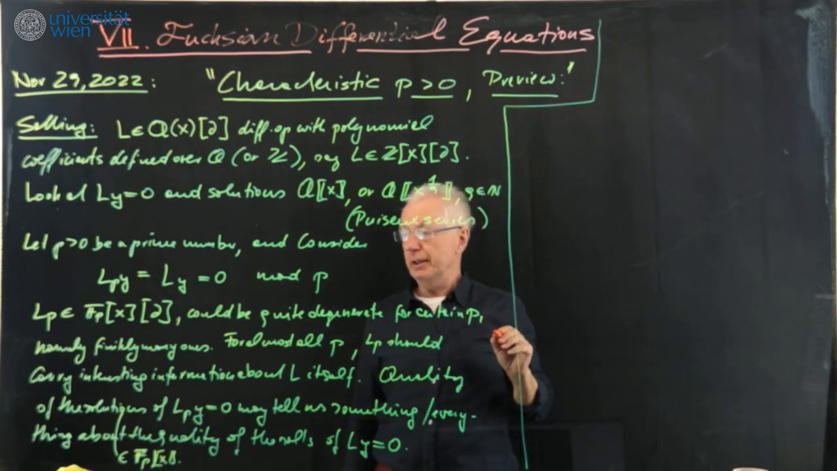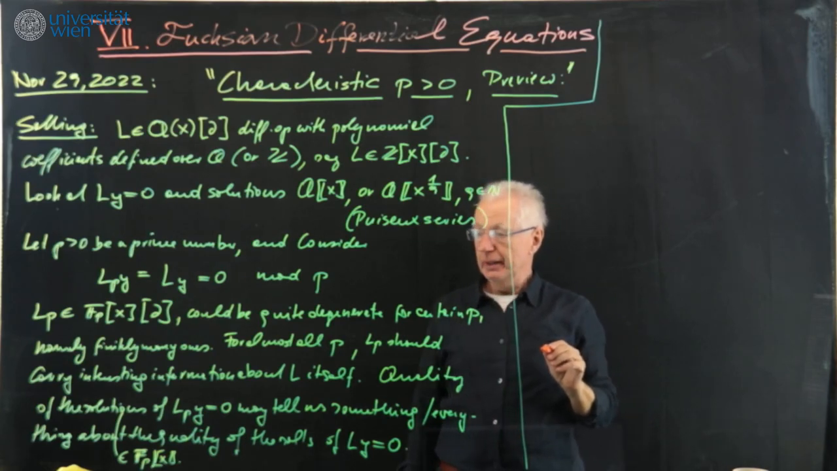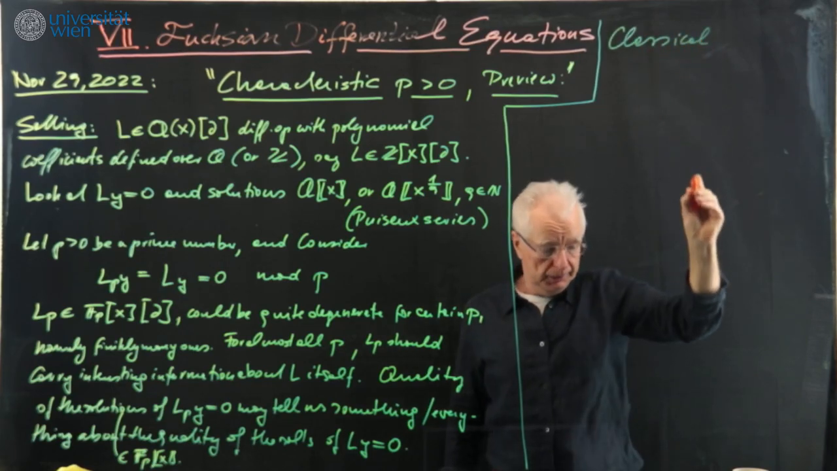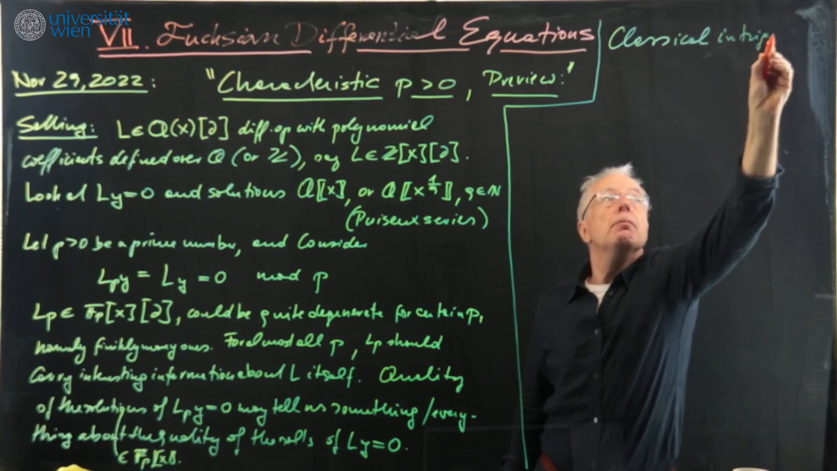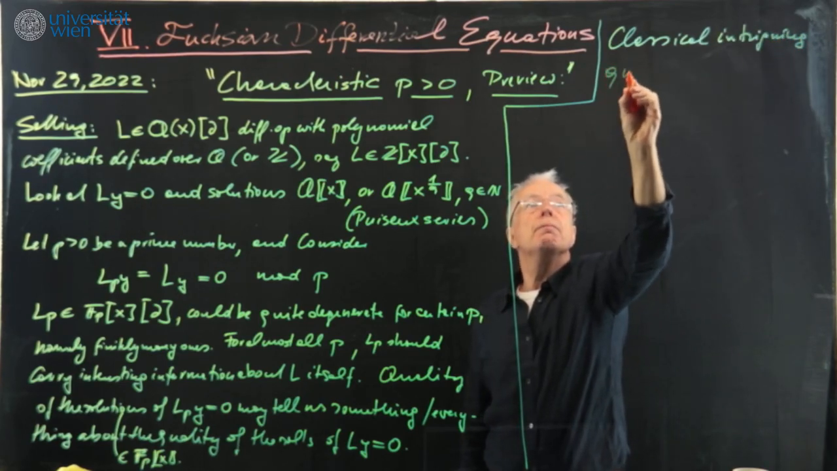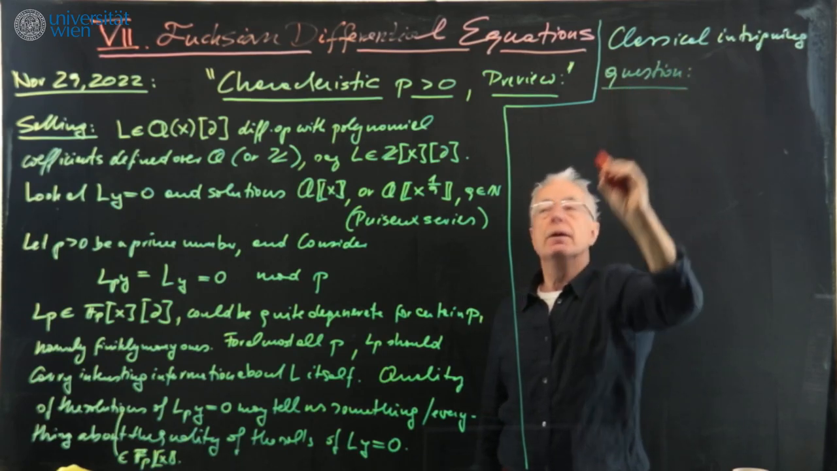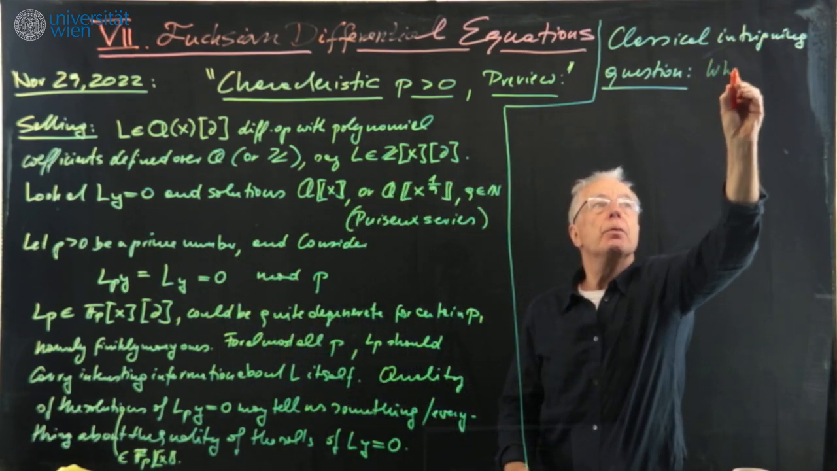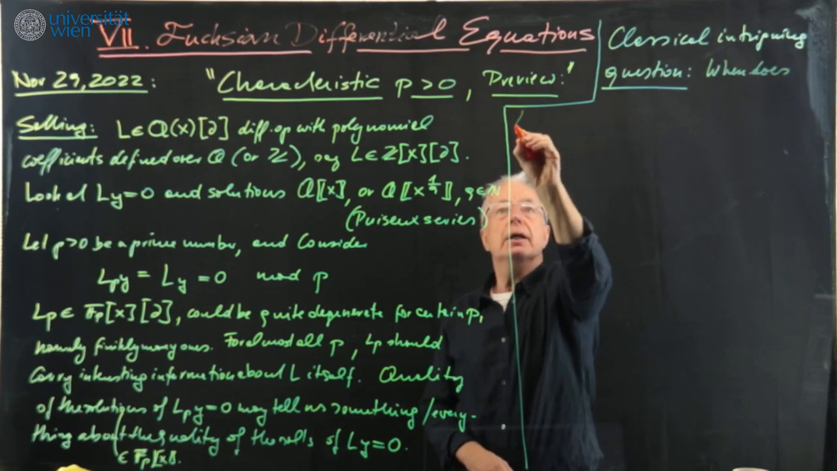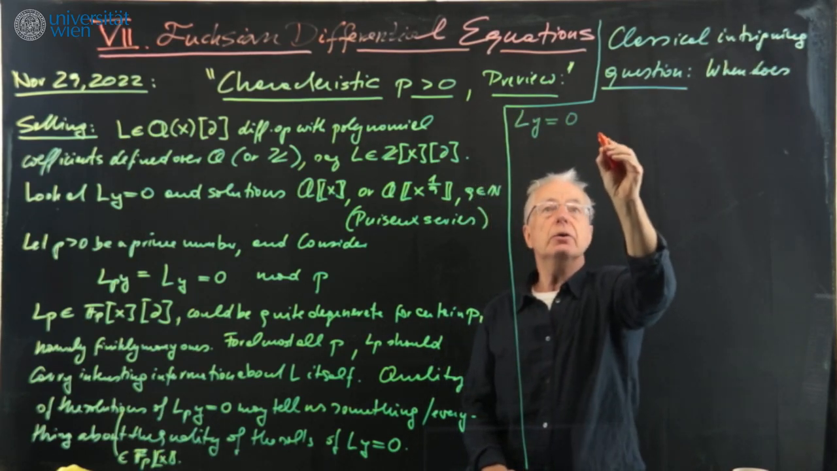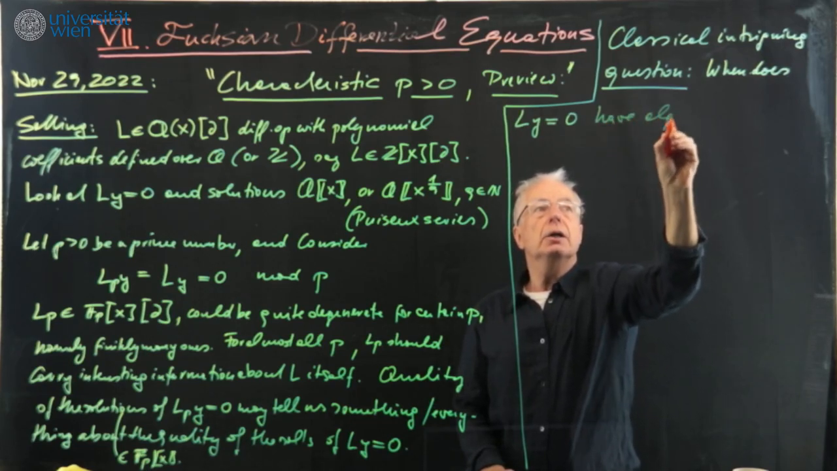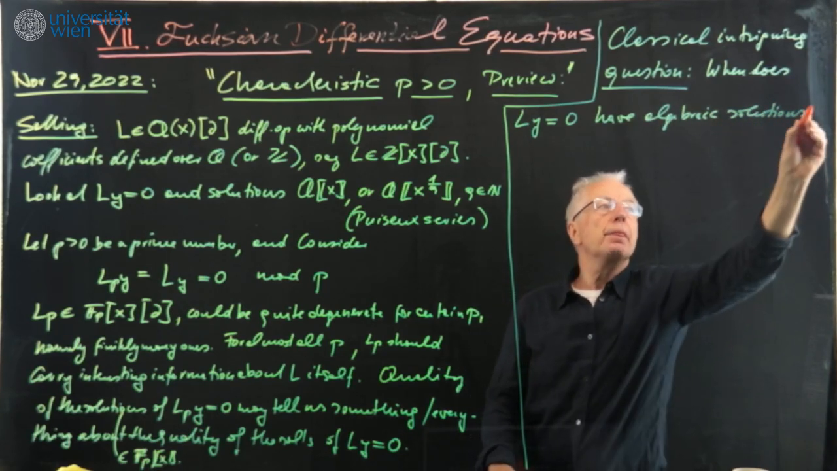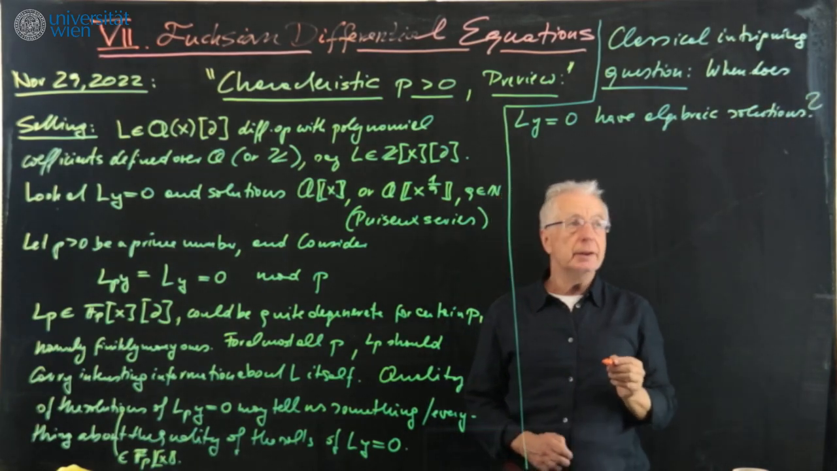Now, one thing which has been around for 250 years is a classical and intriguing question: when does L y equal 0, now still in characteristic 0, have algebraic solutions? Now, what is an algebraic solution?